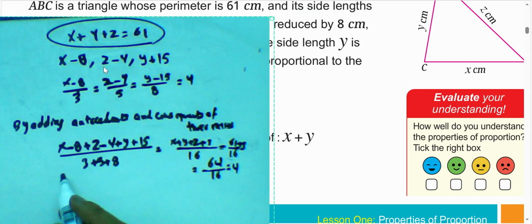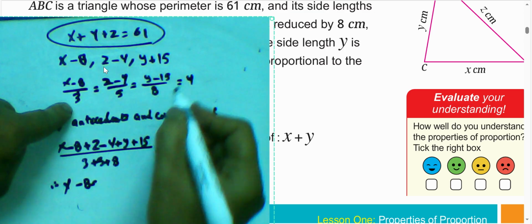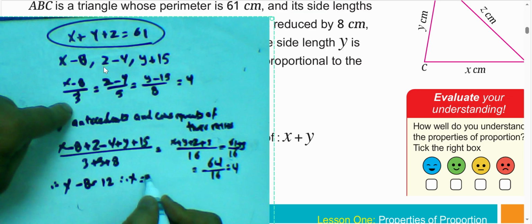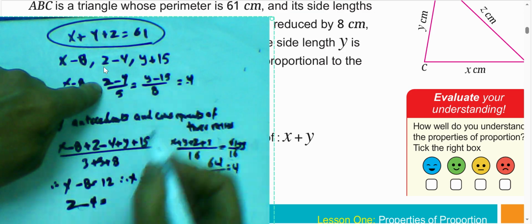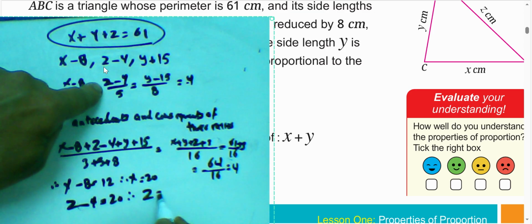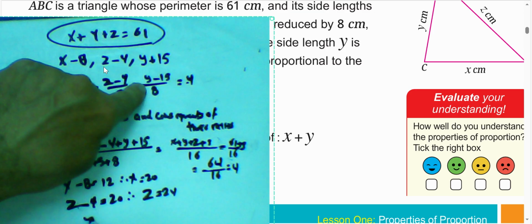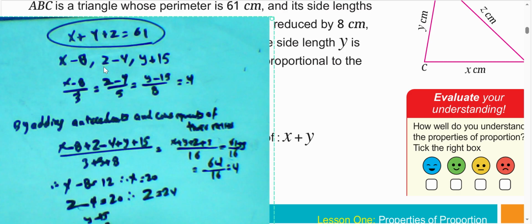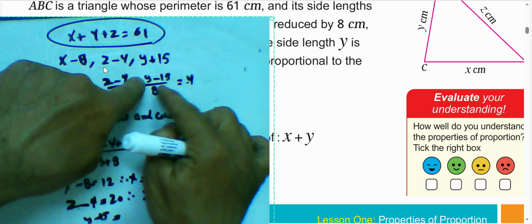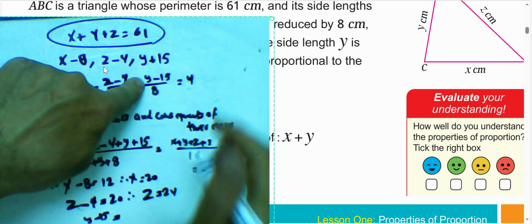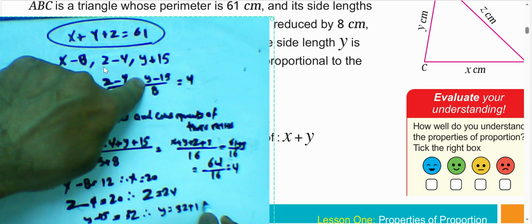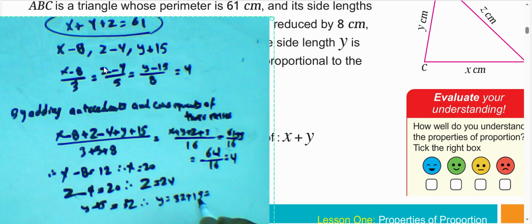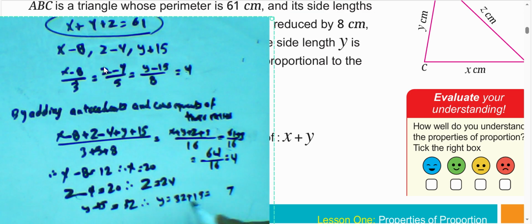To find the value of x, x minus 8 will be equal 3 times 4 equals 12, then the value of x will be 20. And also z minus 4 equals 5 times 4, which is 20, so the value of z will be 24. And y minus 15 equals 8 times 4 equals 32, so the value of y equals 32 plus 15, which is 47.